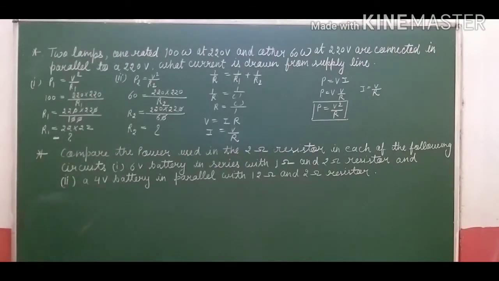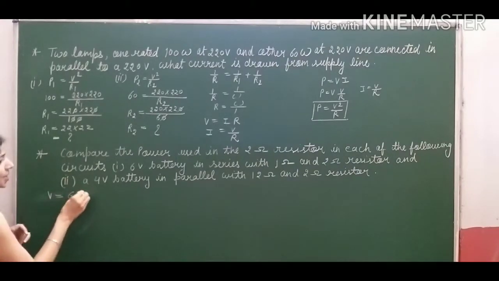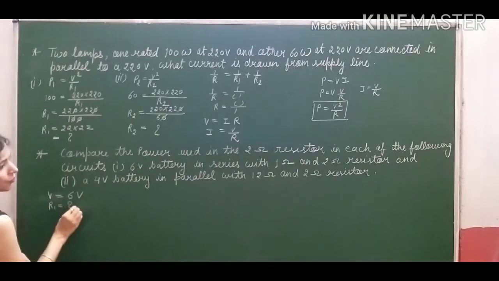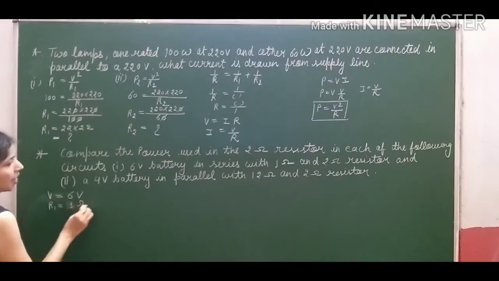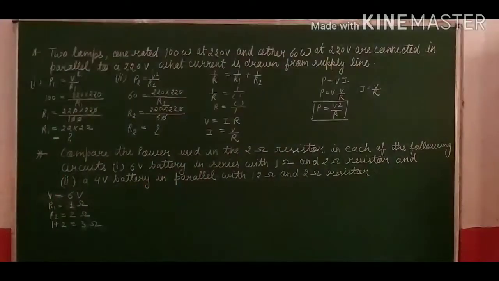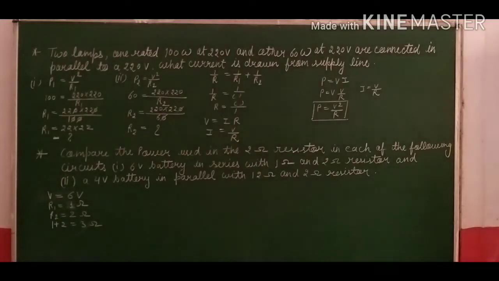Now the first case: the 6 volt battery, V equals 6 volt, and in the series combination R1 is 1 ohm and R2 is 2 ohm. How are these connected in series combination? 1 plus 2, we have got 3 ohm, this is the complete resistance. Now they are saying you have to find out the power. So how is the power to be calculated?